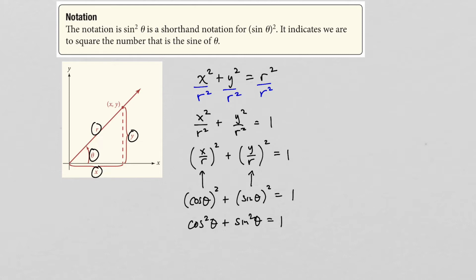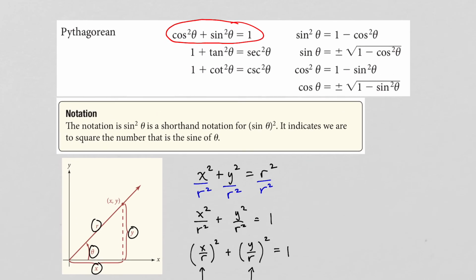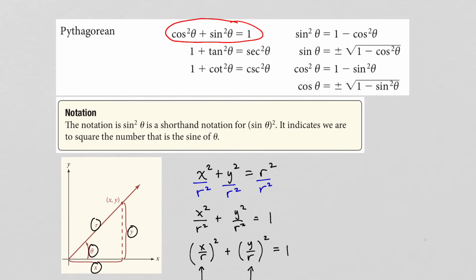Now, the other identities can be derived in a similar way. So if you wanted to verify that 1 plus tangent squared is equal to secant squared, or 1 plus cotangent squared is equal to cosecant squared, you could do the same thing. All you would do is take the Pythagorean identity, but instead of dividing everything by r squared, you would just divide by either x squared or y squared.